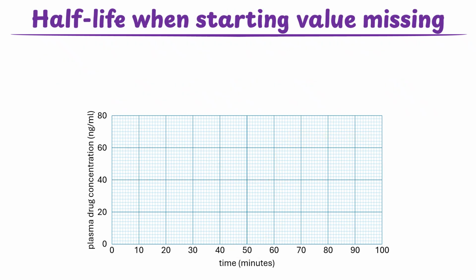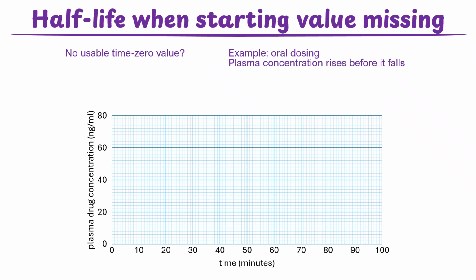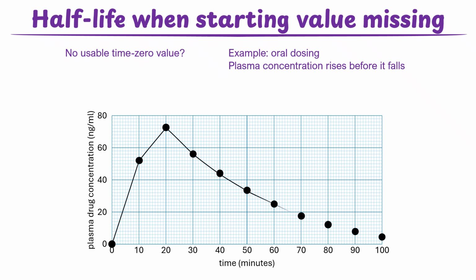You have seen how to measure half-life from the starting concentration at time 0. But in practice, we may not always have a useful value at time 0. For example, if a drug is given orally, it is not immediately present in the bloodstream. The plasma concentration may rise at first as the drug is absorbed, and only later begin to fall as the drug is eliminated. As in this plasma concentration versus time plot. In this situation, we can still measure the half-time, but we measure it from the falling part of the curve.